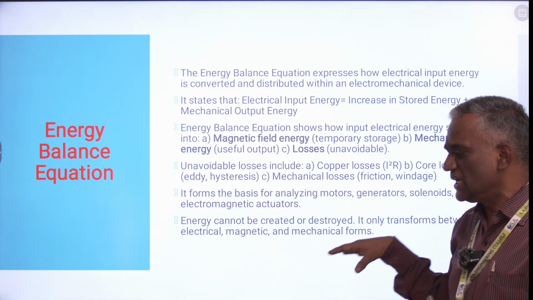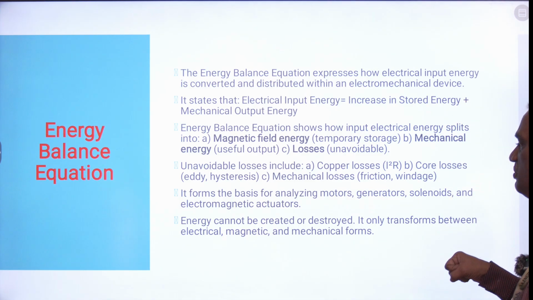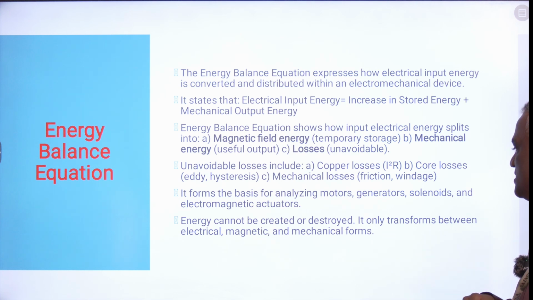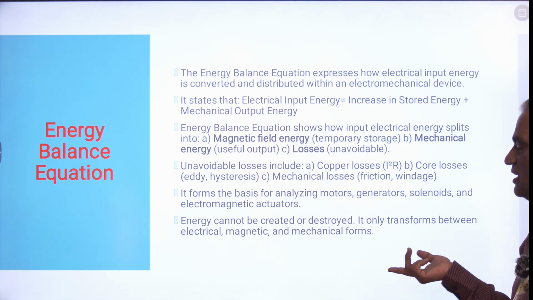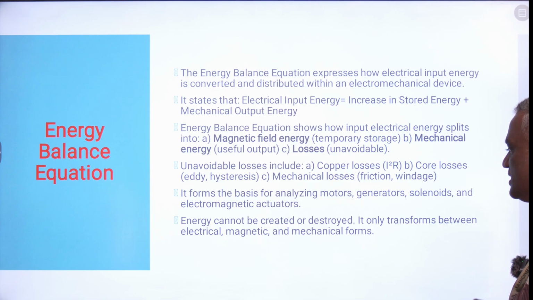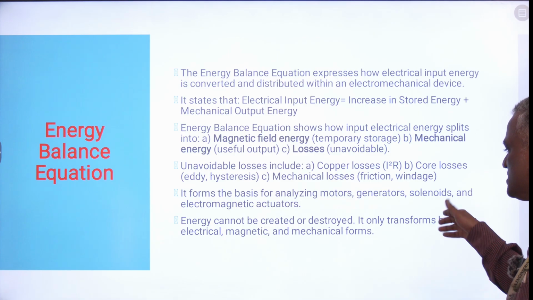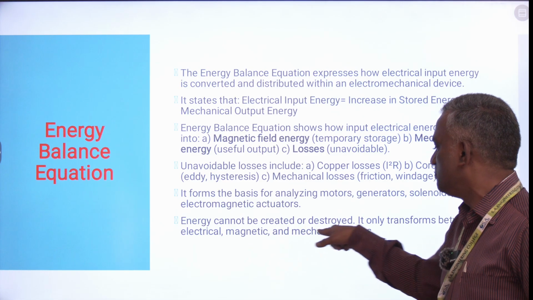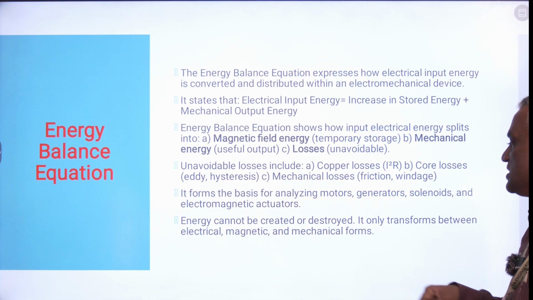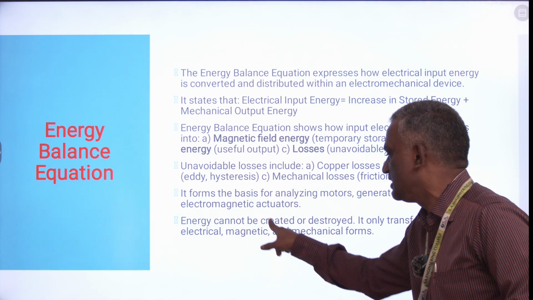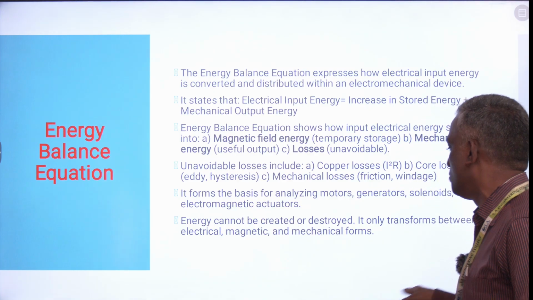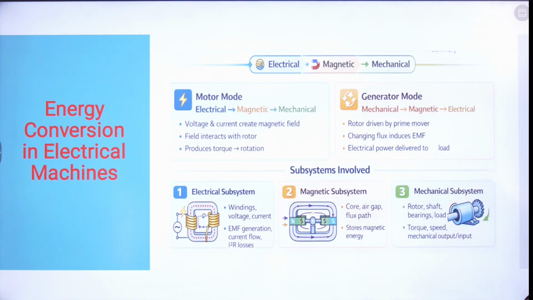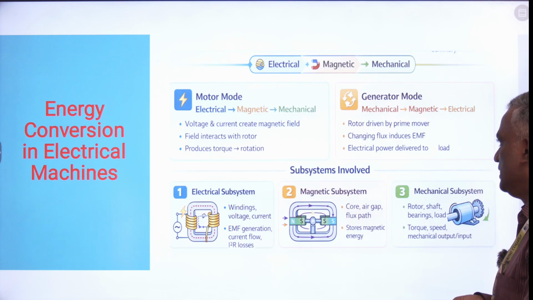The conclusion for this slide is that I cannot create energy, I cannot destroy energy, but I can transfer energy from one form to another form, which is nothing but the law of conservation of energy. Here I am transforming between electric, magnetic and mechanical forms. As mentioned earlier, magnetic will be the major domain in both cases. So this is the diagrammatical illustration.